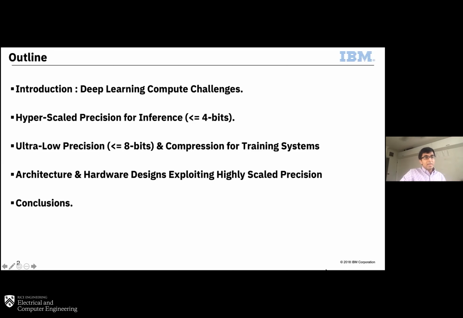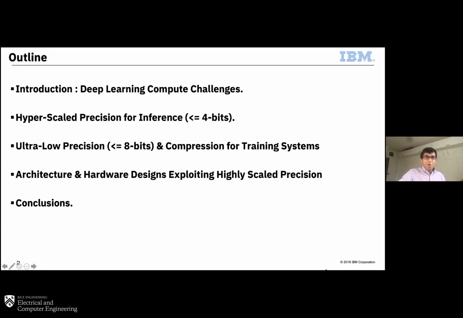After that, I'll turn my attention to training and focus on how recent innovations have enabled ultra low precision, specifically 8 bits and lower for training systems. I'll give you an overview of some of the recent published work in that space, as well as focus on what it takes to go beyond compute, specifically compression of gradients and so on for training systems. I'll also give you a brief introduction into some of the hardware activity happening inside my teams, specifically in IBM Research and IBM Systems. I'll finally then conclude my talk.